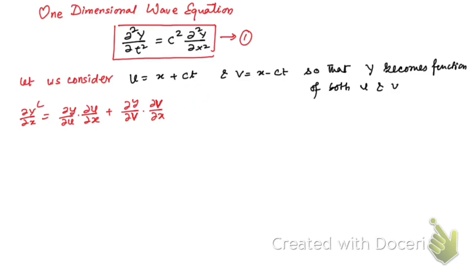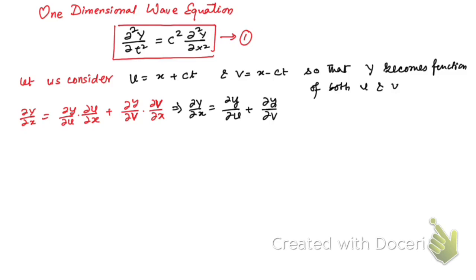Similarly, if you differentiate v with respect to x, del v by del x is equal to 1 minus a constant part, which is again 0, because it is not a function of x. So del v by del x is also equal to 1. So we can write del y by del x is equal to del y by del u plus del y by del v. That's what we have got.